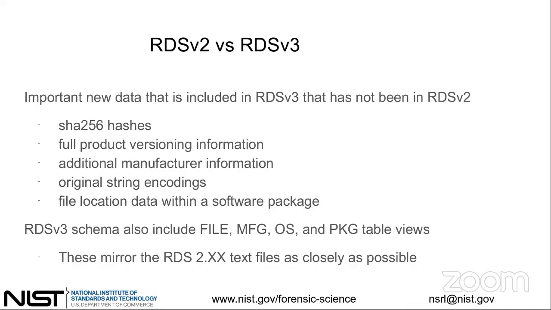Additional manufacturer information is in RDS-v3, and original string encodings. So if there's now an app or a file that has an emoji in the name, or a different language encoding, that's available to be decoded and reviewed in the new SQLite version 3 database. File location data within a software package.